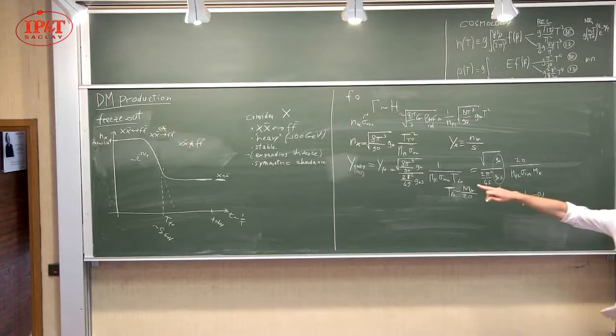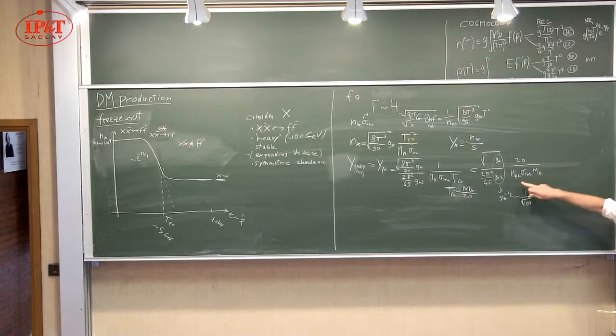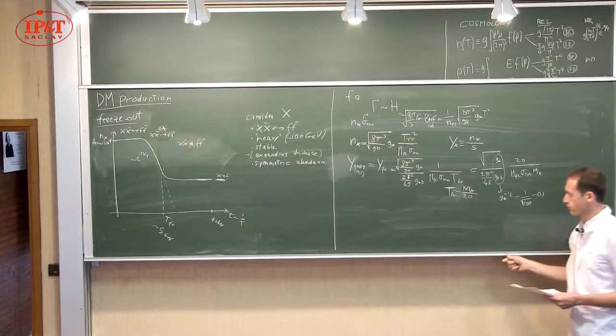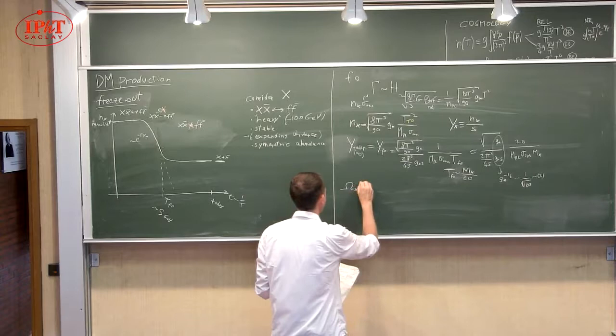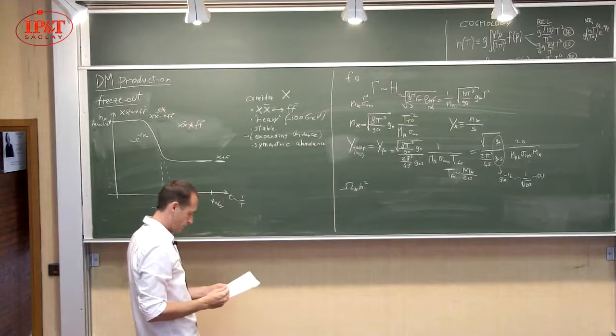So the yield of the x particle today is constants divided by these two quantities here, the mass and the annihilation cross section. Now I'm not used to yield. What I've been talking about for the past 2 weeks is another quantity, as you remember, which is omega x h squared, so omega dark matter h squared, where h is the reduced Hubble constant. So let me translate this quantity into this.